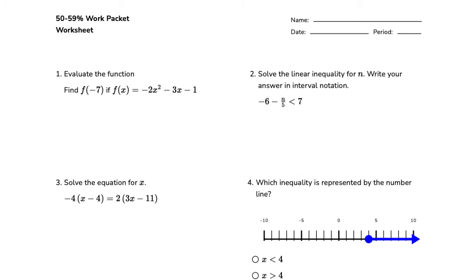So here is the 50-59% work packet. Of course, you're doing this on a DS, so your problems will be very, very similar, but in most cases different, but not always. So I'll run through them real quick, and then you'll have to do your similar problem.